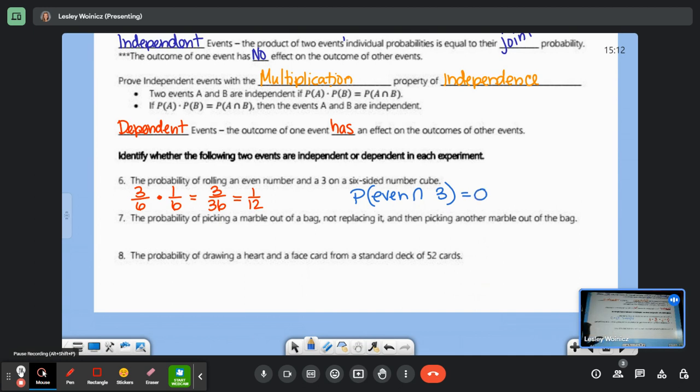So are these independent? Is 1/12 the same as 0? No. So are these independent? No, they're dependent.